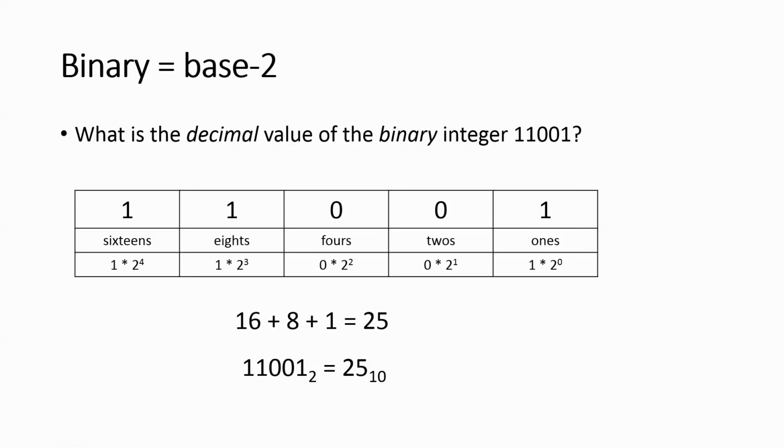And we'll see a couple more examples, but this shows us how we can interpret this sequence of bits right here as a decimal integer.